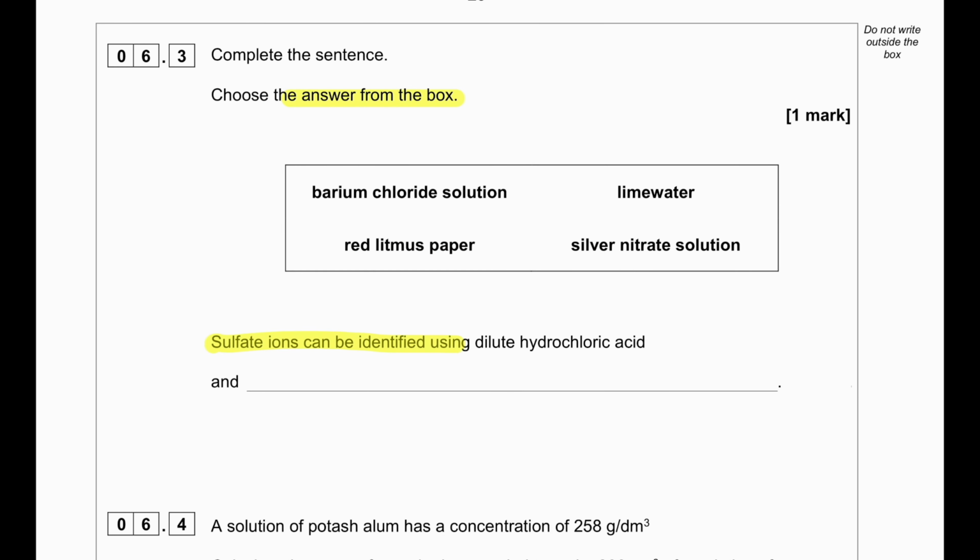Sulfate ions can be identified using dilute hydrochloric acid. The test for sulfate ions is done with hydrochloric acid along with barium chloride solution.